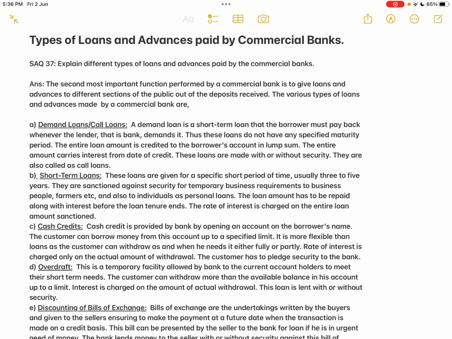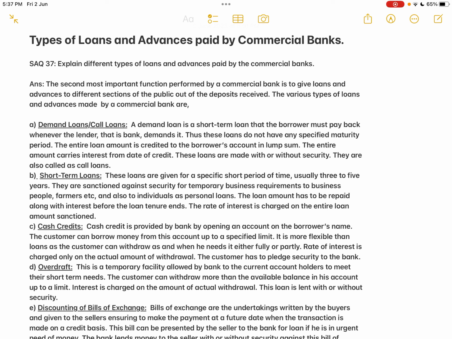So the demand loan is provided in lump sum by crediting the amount to the borrower's account, but whenever the bank demands it, the customer has to repay the amount. That is a demand loan. Then the second one, short term loans. This is like the difference between the term deposits and the demand deposit. Demand loan, payment on demand. Short term loans, cash credit, they are all payment after the maturity period.